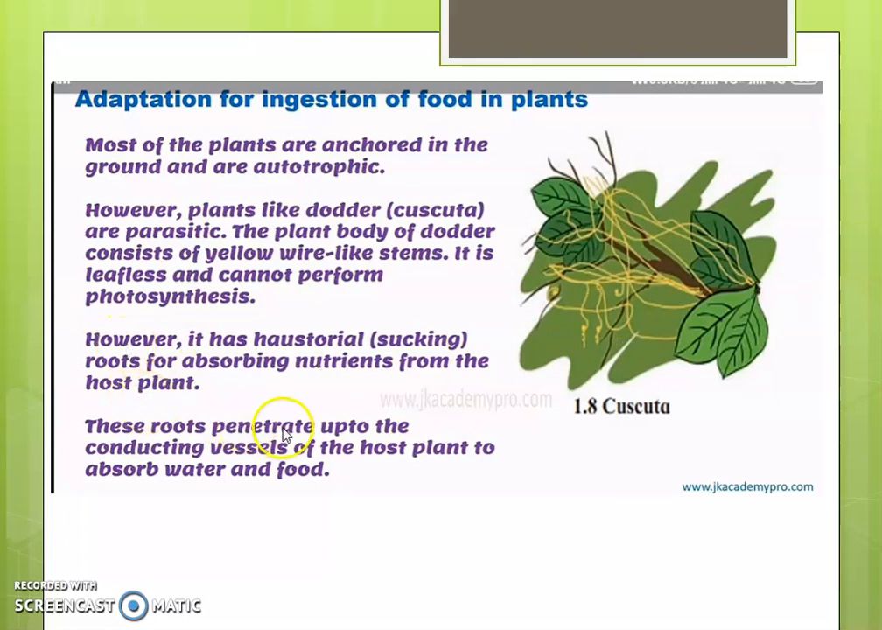These roots penetrate up to the conducting vessels of the host plant to absorb water and food. So it goes deep into the vessels of the host plant so that it can absorb water and food from that plant.